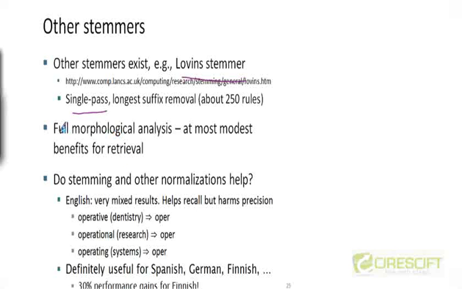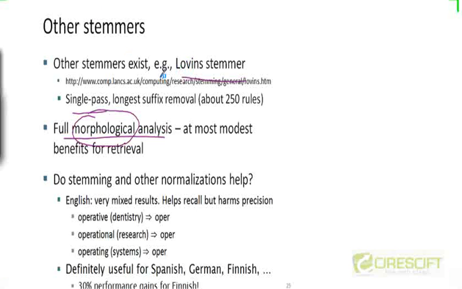Now the question is, are stemming and lemmatization helpful? It turns out that a full-blown morphological analysis, the word morphology stands for... Hello, sir. There was a problem with Skype. Okay, can you just repeat the thing? What was the last thing you heard? From the beginning of this slide, sir, probably.